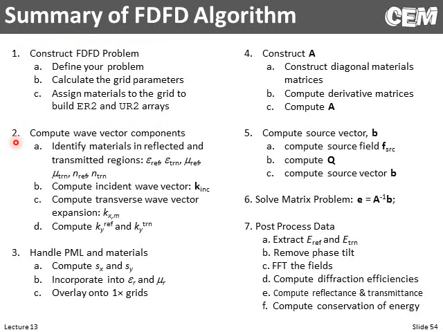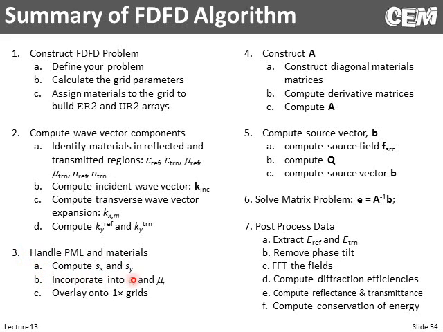Well, the next step, and probably the first step really in FDFD, is to compute the wave vector components. So we're going to extract the materials in the reflected and transmitted regions. We'll calculate the incident wave vector, giving the desired angle of incidence. Then we'll calculate this expansion of the transverse wave vector. From that, we can calculate the expansions of the longitudinal components associated with each one of these transverse wave vectors. But we're going to have one for the reflection region and one for the transmission region because they could potentially be in different materials.